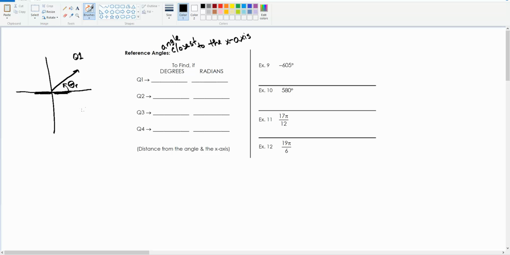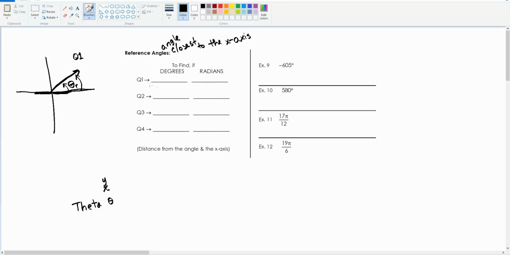Don't worry about the symbol right now. Theta is going to be a variable that we're going to use to represent our angles, just kind of like x or y. It's just a Greek letter and it's called theta. Theta, and then a sub r for reference. But this is also actually the angle, right? Because we always start measuring from here and we end at the terminal side.